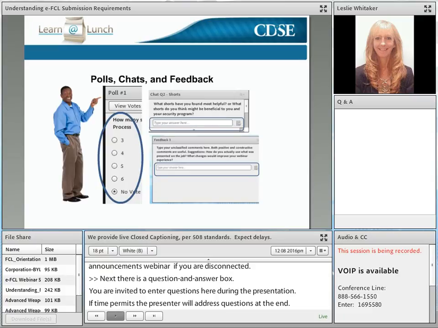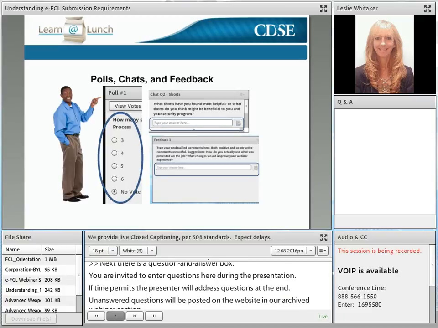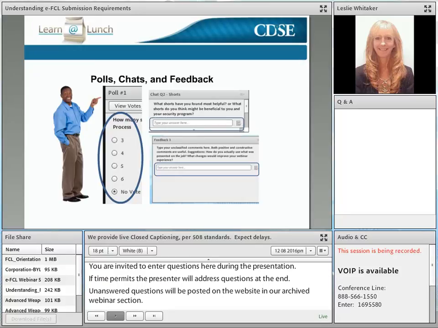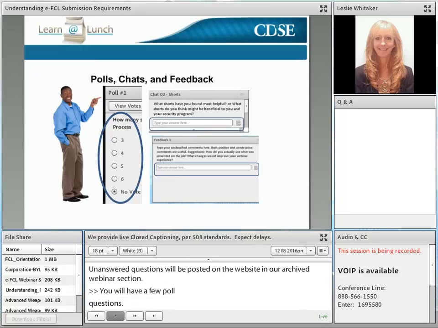You will have a couple of poll questions. Simply click on the radio button to submit your answers. And at the end of the session, we invite you to stick around and provide us your feedback. You'll find a chat question there, and you can type your answer in the box provided under the question. Okay, this completes our tour of the meeting room. Back to you, Chris. Okay, thanks, Rachel.